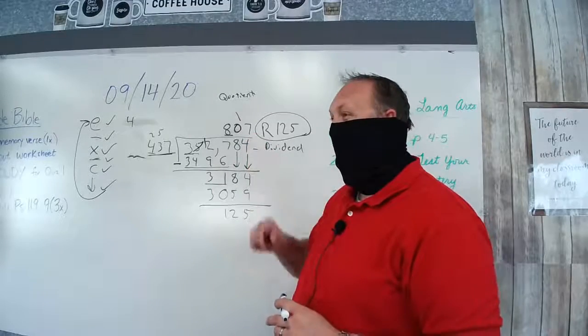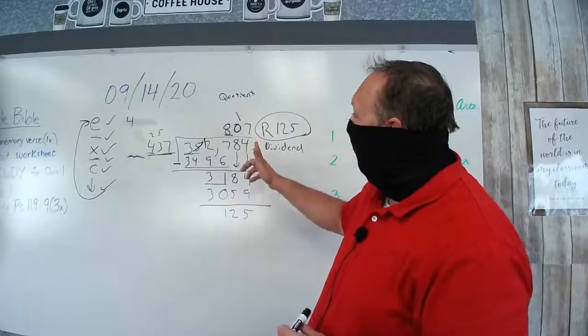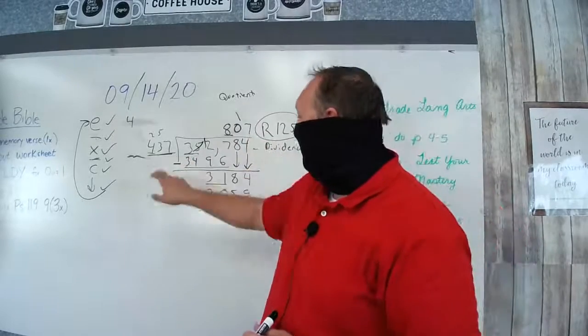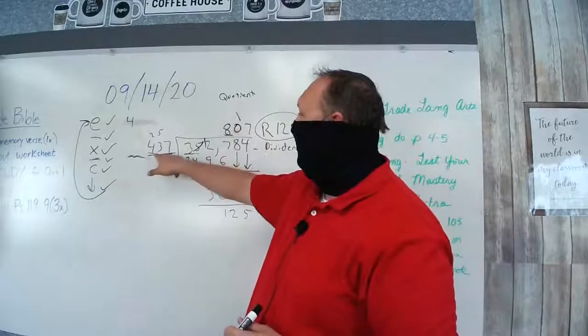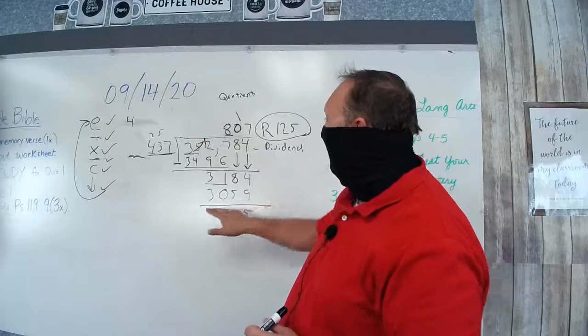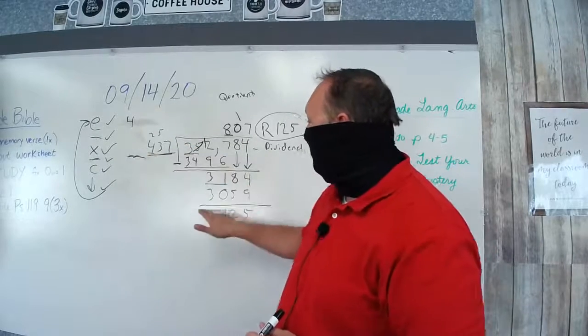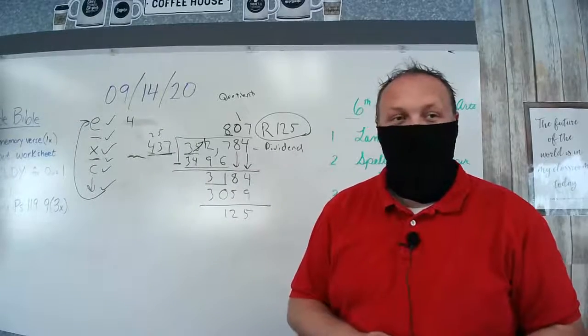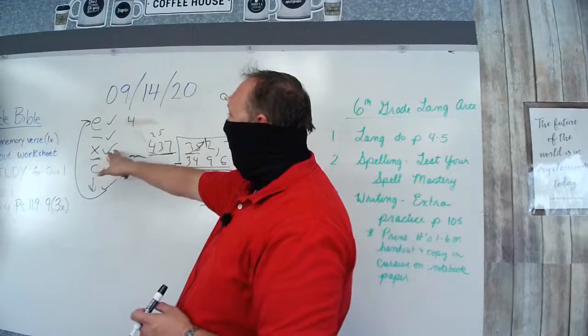Okay? 4 goes into 31 7 times. So we're going to take her and multiply. 7 times 7 is 49. 7 times 3 is 21, plus 4 is 25. Carry our 2. 7 times 4 is 28, plus 2 is 30. Okay? And then we've done our estimating, we've done our dividing, we've done our multiplying.